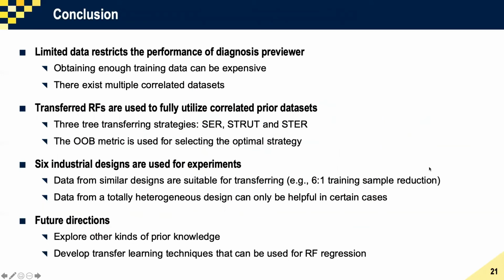In conclusion, first, this work is motivated by the limited data dilemma that compromised our previously developed diagnosis previewer. We use transferred RF to fully utilize the prior data sets and adopted three tree transferring strategies. The best one is selected by using the OOB metric of the actual data sets. The experiments demonstrated that data from similar designs can be a good source of prior knowledge. However, using data from totally heterogeneous designs can only be useful in certain cases.